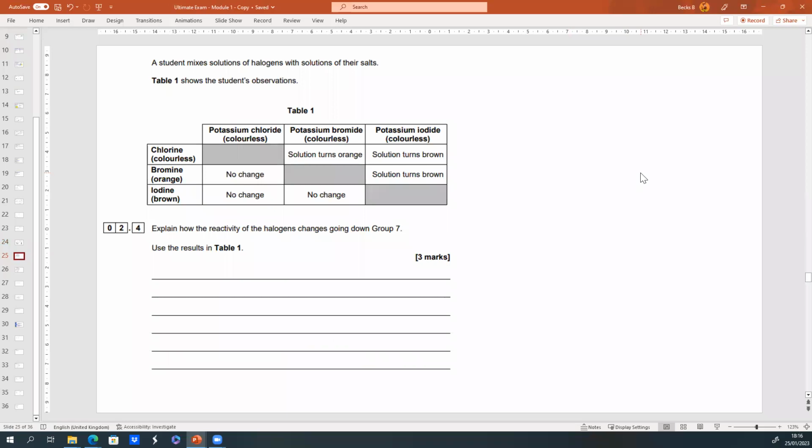Okay, so group 7. So group 7 is the reverse. Group 7 decreases in reactivity down the group. Okay, so we'll just put a little reminder. We've got fluorine, chlorine, iodine.